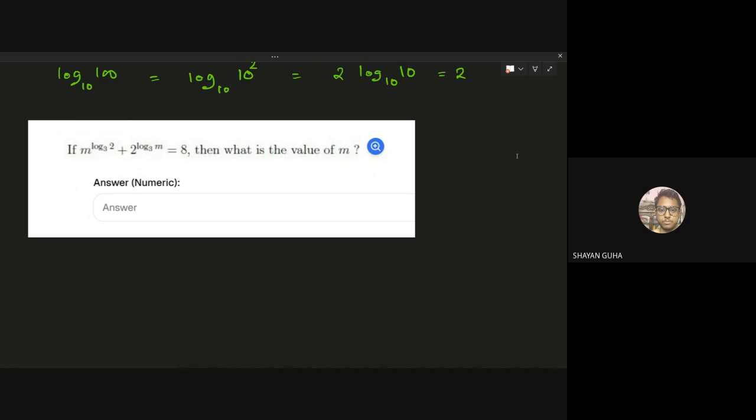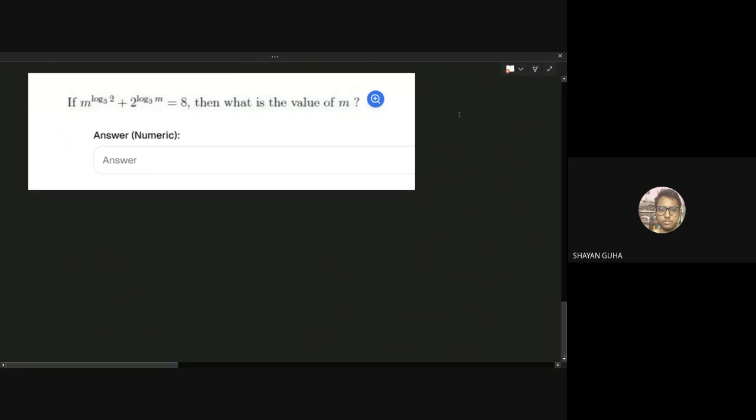I have a kind of equation. I have to just solve for the value of it, and most probably you can expect this kind of question in your exam from the logarithmic part.